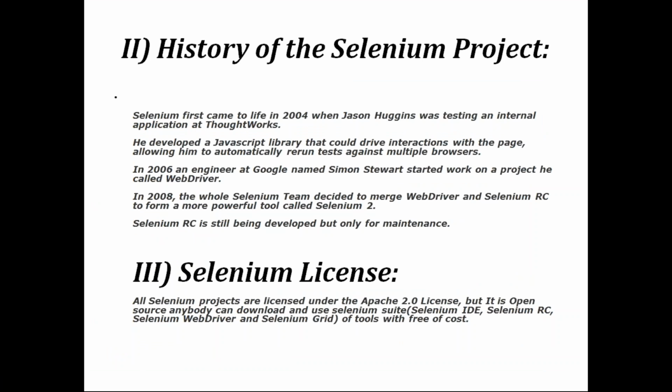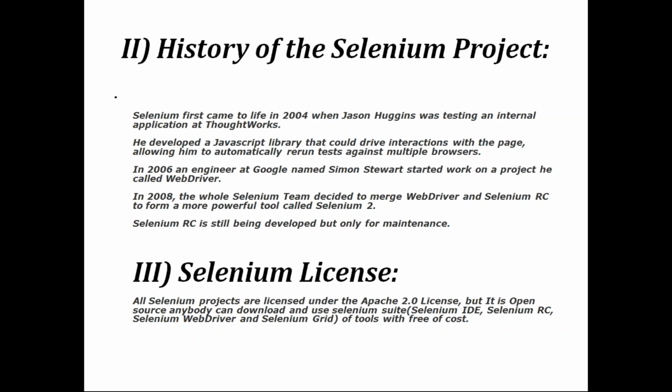Coming to the history of Selenium, Selenium got started in the year 2004. An engineer at ThoughtWorks named Jason Huggins, when he was testing an internal application, developed a JavaScript library which could drive the interactions with the page, allowing him to automatically rerun tests against multiple browsers.